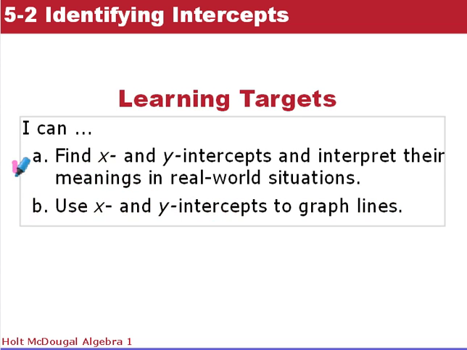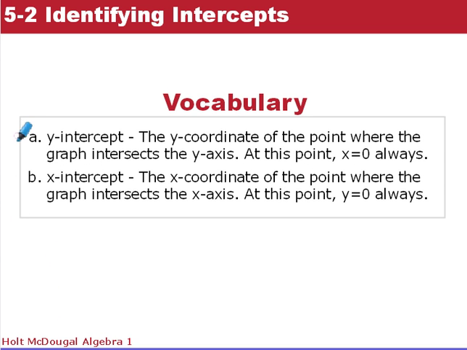Our two learning targets today. The first one, I can find the x and y intercepts and interpret their meanings in real-world situations. And B, I can use the x and y intercepts to graph lines. So what are the x and y intercepts? The y-intercept is going to be the y-coordinate of the point where the graph intersects the y-axis.